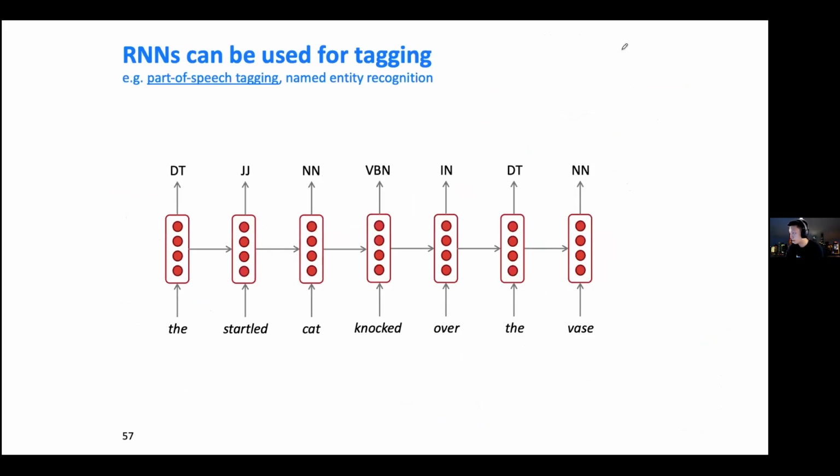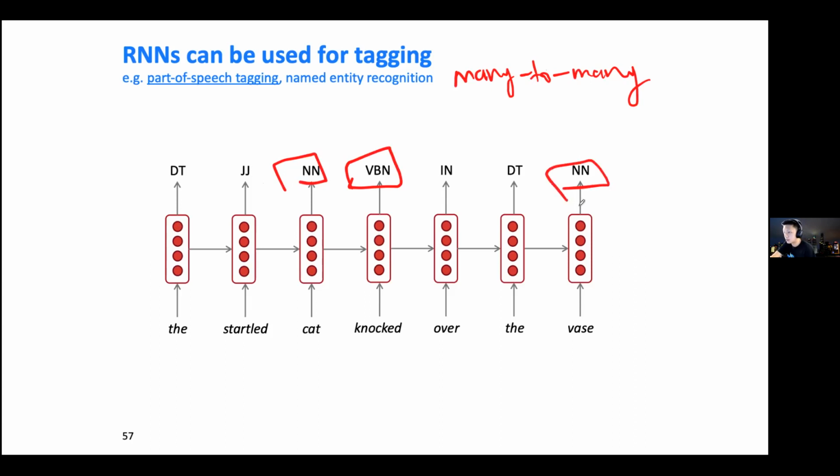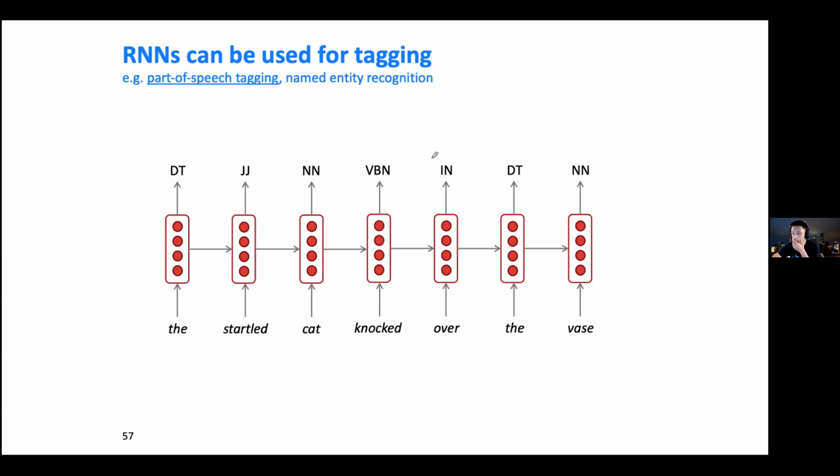So this section will begin the discussion of some applications of RNNs that are quite interesting. The first one is part of speech tagging. This is a very nice example of a many-to-many task, where for every word you want to predict its part of speech. So this is your noun, this is your verb, action verb, this is another noun, etc. So this could have lots of important applications for a variety of NLP tasks.